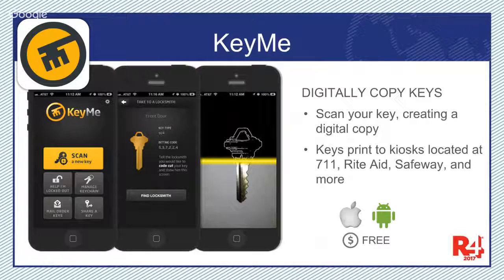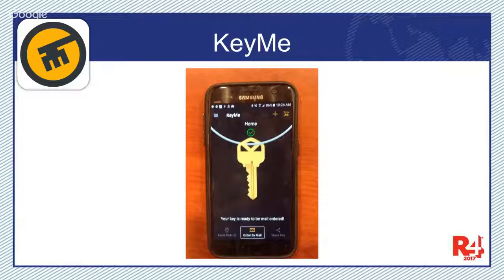Let me go to the next page real quick. I just did this as an example. This was my house key. I scanned it, and it has you do one side, then flip it over and do the other side, and label it what you want. I labeled it home. And now it says your key is ready to be mail ordered, so you can order it by mail.